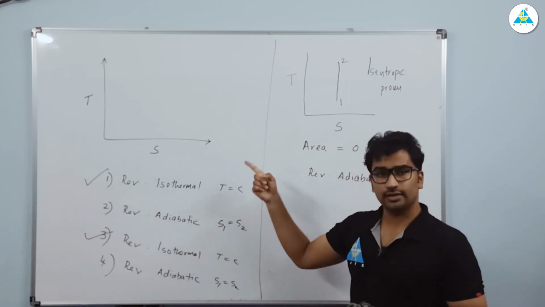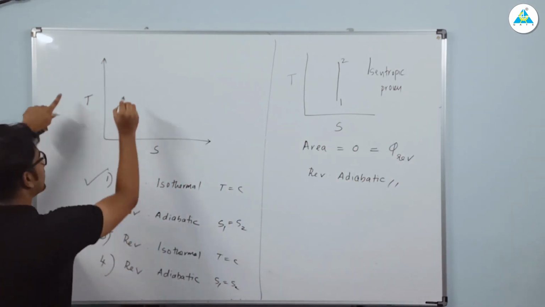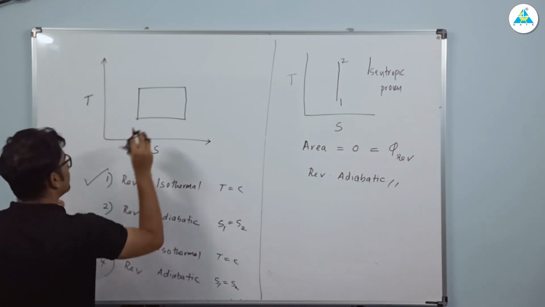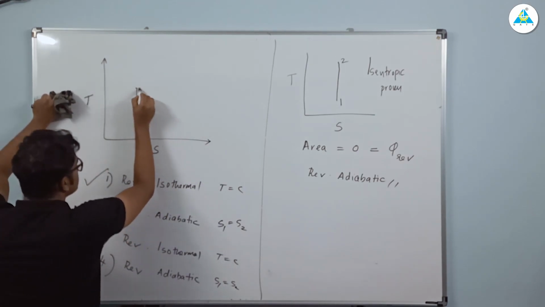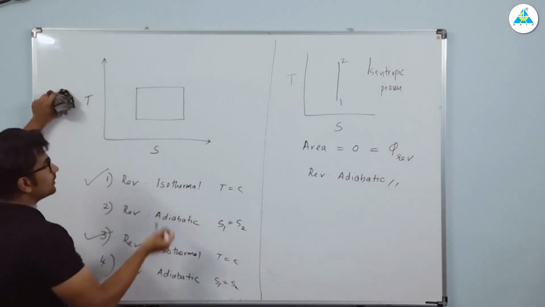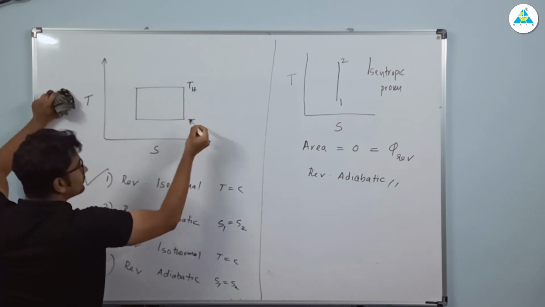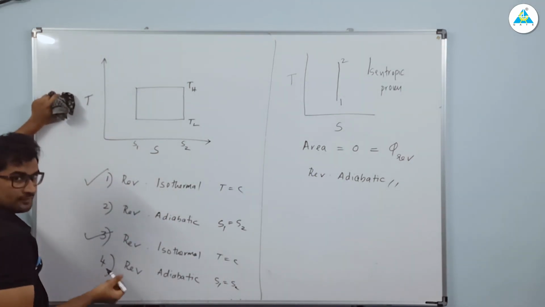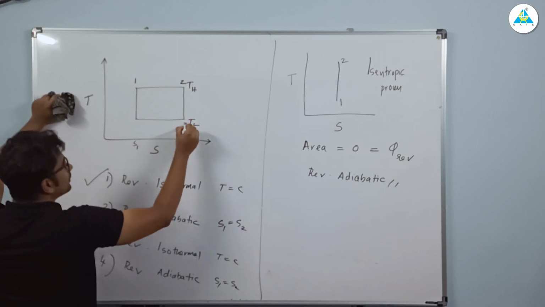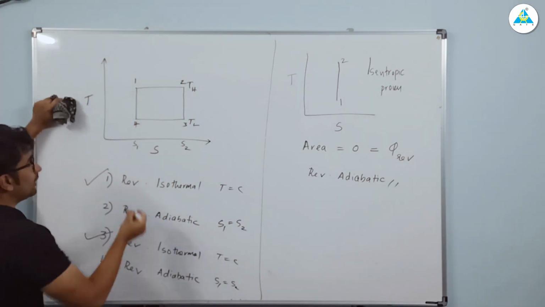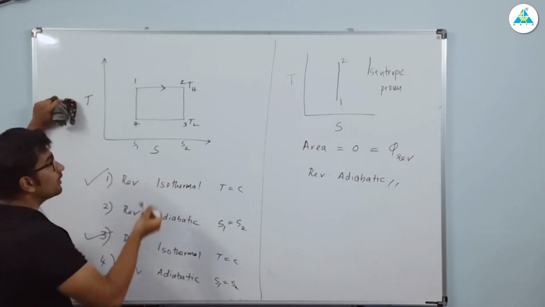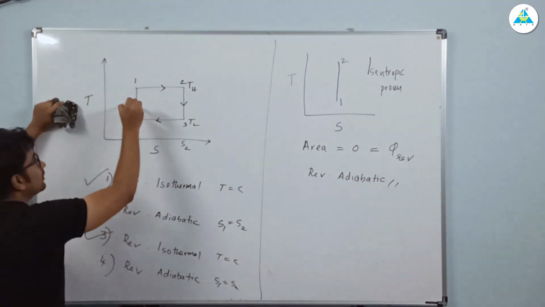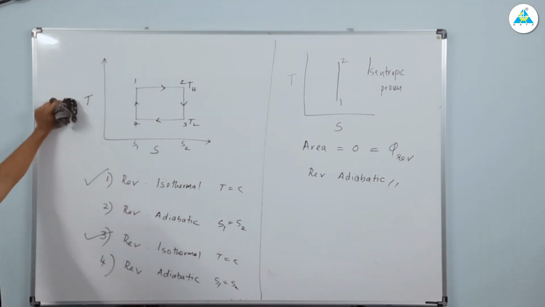Two isothermal lines will be coming like this. So you will have a diagram like this, a rectangular diagram. Clear? So I can say this was TH. This line denotes TL. This denotes S1. This denotes S2. So if I say 1, 2, 3, 4: 1 to 2 denotes my isothermal expansion, 2 to 3 denotes my adiabatic expansion, 3 to 4 denotes my isothermal compression, and 4 to 1 denotes my adiabatic compression.